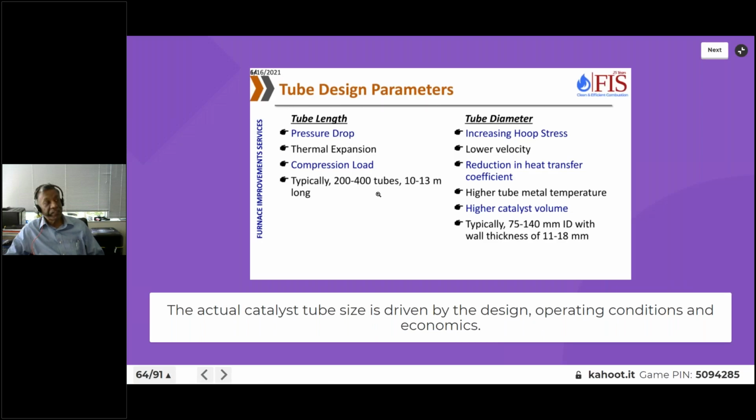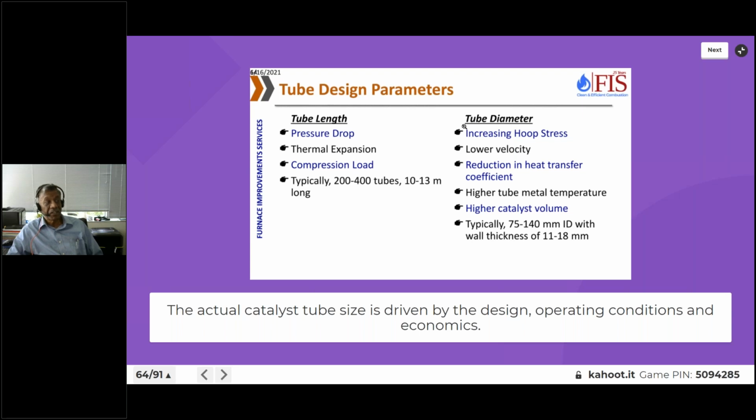So let's talk about the tube design parameters. We talked about tube length. So typical tube length is around 30 to 40 feet. And it's basically decided by the pressure drop, thermal expansion, and compression load. If you've got too long a tube, then catalyst at the bottom will get crushed. So we have that compression load. So we don't want too long a tube. We don't want very high pressure drop.